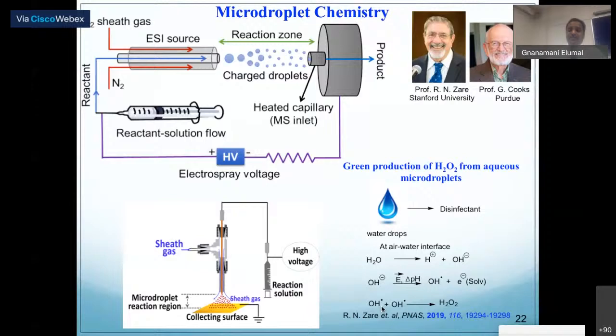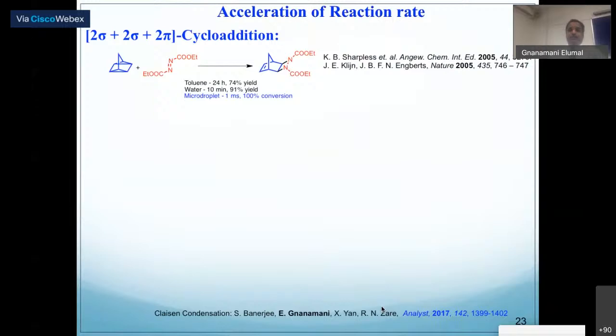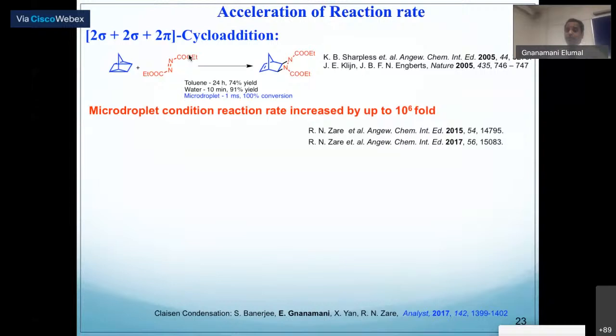Also, we have done some chemistry in our group. The cycloaddition between these two partners was done by Sharpless, a Nobel laureate, in 2005. They got excellent yield. When we tried the standard reaction with our microdroplet technique using the machine, we were able to increase the rate of the reaction several fold compared to the routine bulk reaction without dropping any yield.